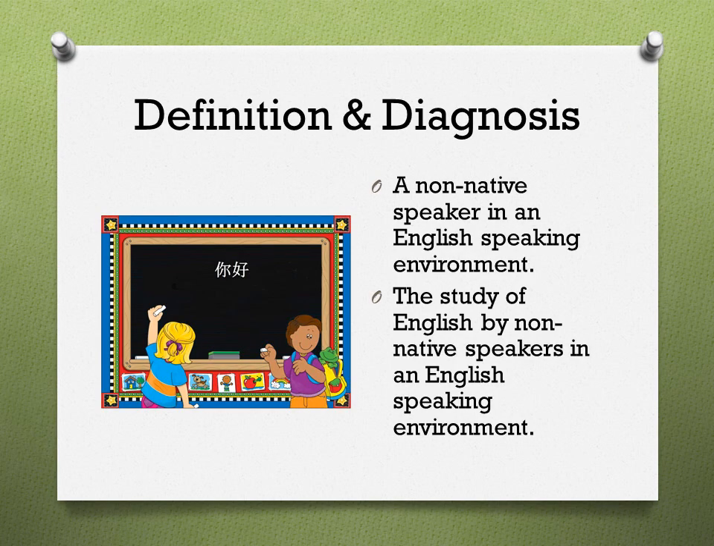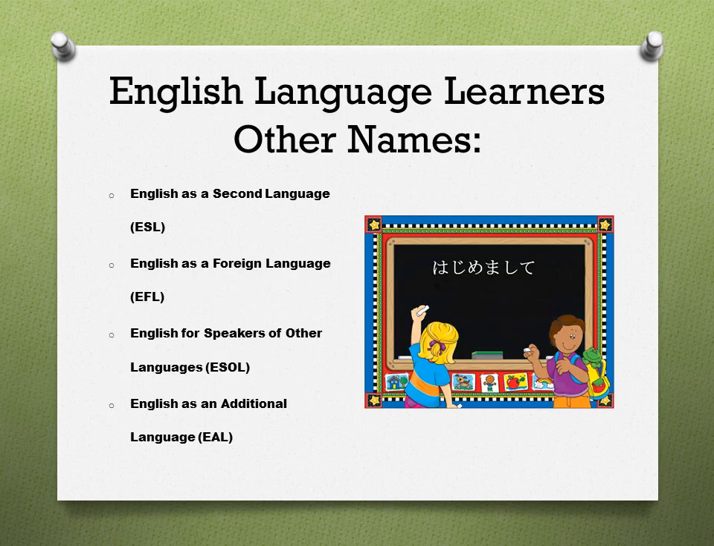All right, who are your English language learners? The best definition of an English language learner and diagnosis of an English language learner in your classroom is the study of English by a non-native speaker in your English-speaking environment. The following is a list of other names for English language learners: English as a second language, English as a foreign language, English for speakers of other languages, and English as an additional language.